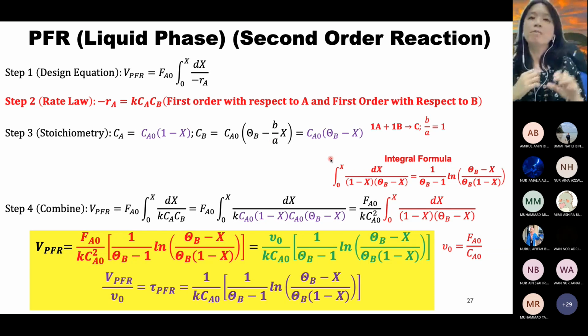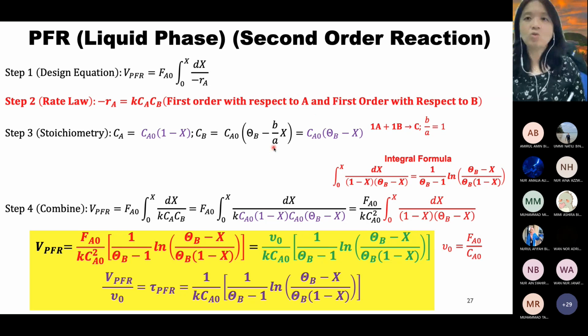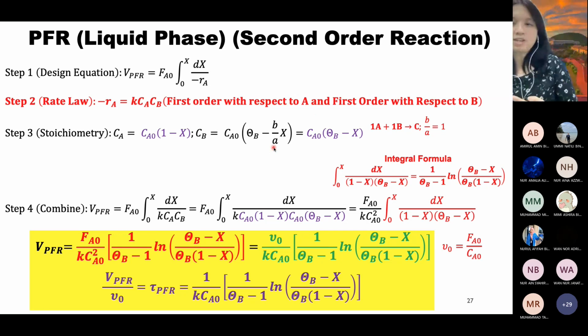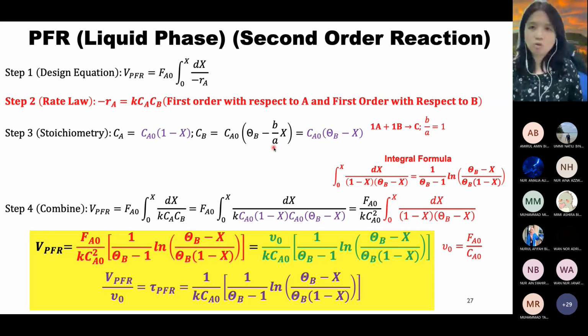However, you don't need to worry about this, because if this equation comes out, I will make sure that B per A is indeed one. It means your equation, I will make sure the chemical equation is 1A, 1B, so you don't get confused about why B per A is one. Okay, so just don't worry about that. Just that special case, in this case B per A has to be one because of the integral equation. That's why now, CB equals CA0 in bracket theta B minus X. B per A is 1.